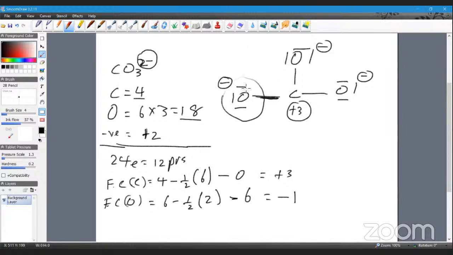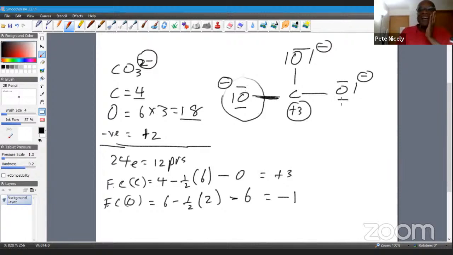So here we have a situation where we have 3 negatively charged oxygen bonded to, oh, by the way, hold on, I think I made a mistake here. This is not +3, this is +1. How did I make that mistake? 4 - 3 gives you +1. I don't know what I was thinking. So this should be +1.